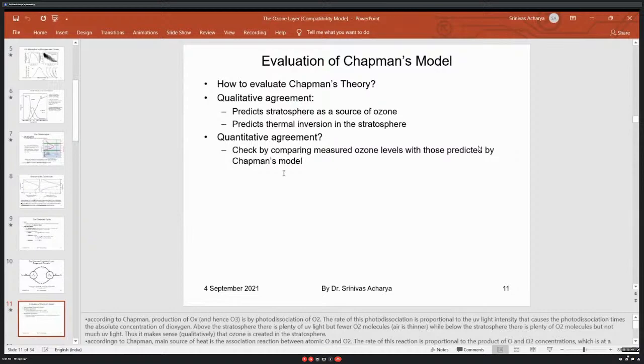As for quantitative agreement, it is by comparing the measured ozone levels with those predicted by the Chapman model. Means when you go for the measurement of the number of molecules, or you can say molecular density or parts per million by volume, if you go for these densities, the determination in terms of number, then you can find the Chapman model works well, or it can justify quantitatively also.